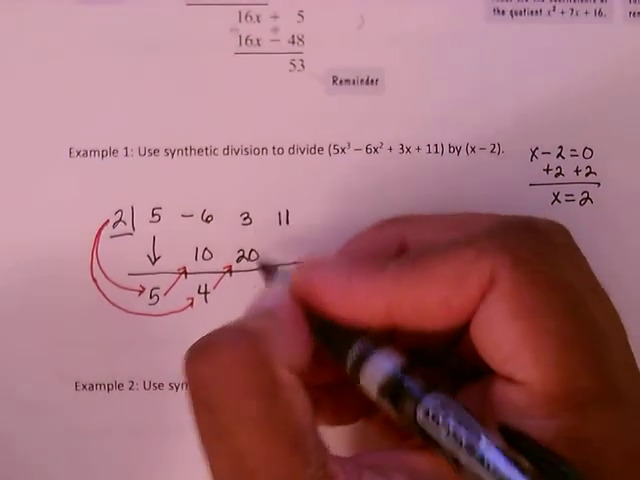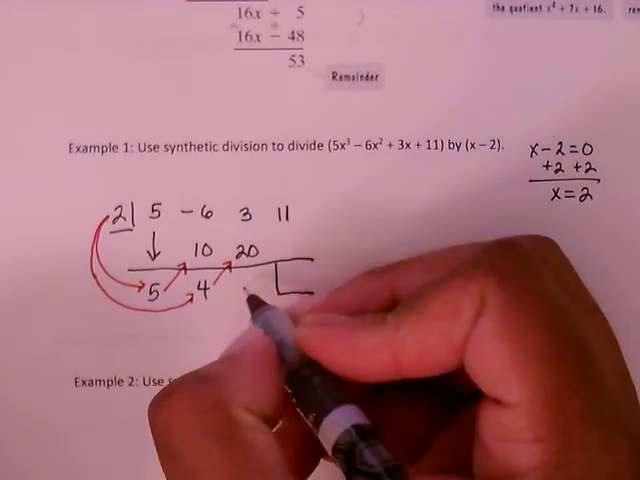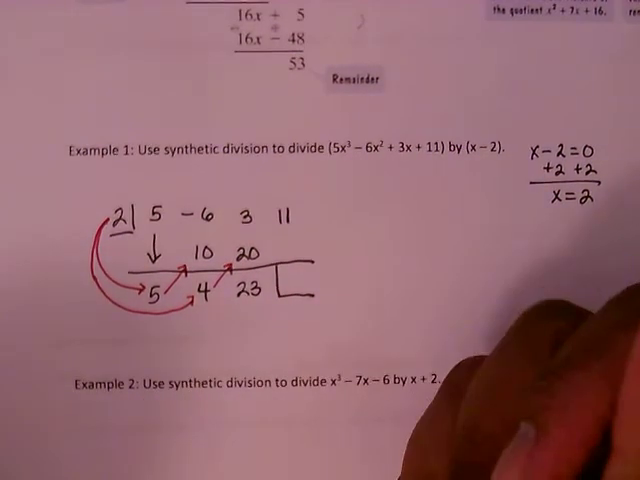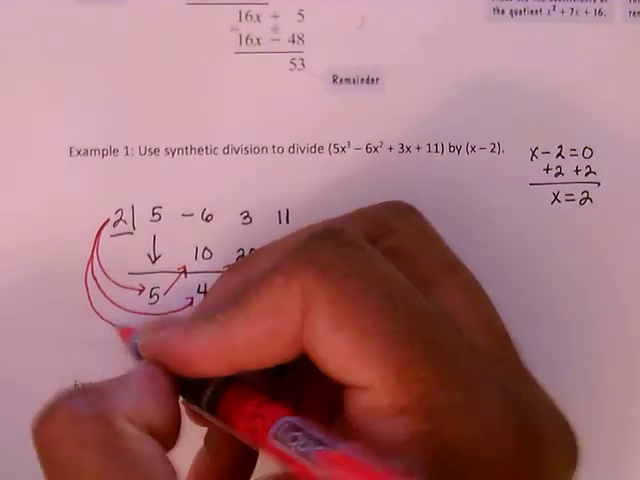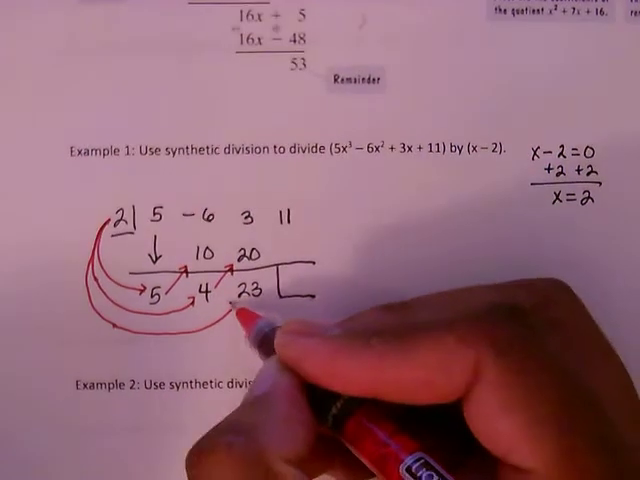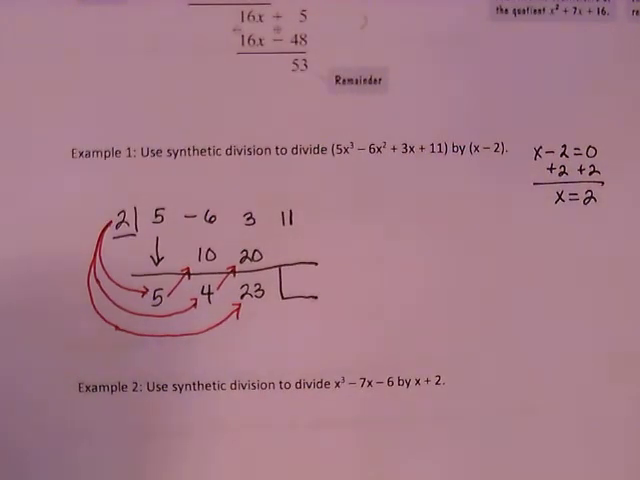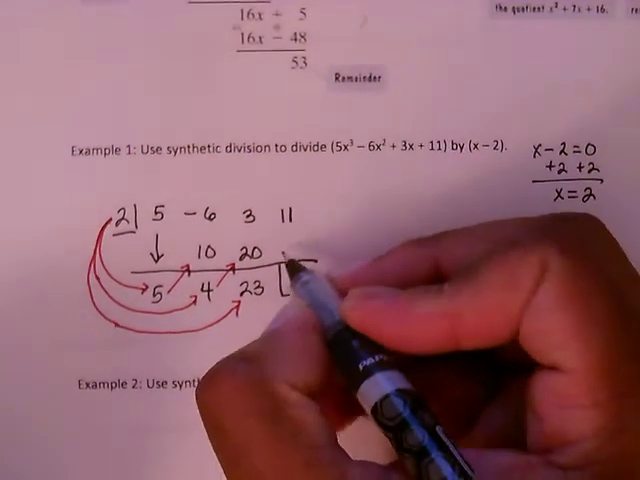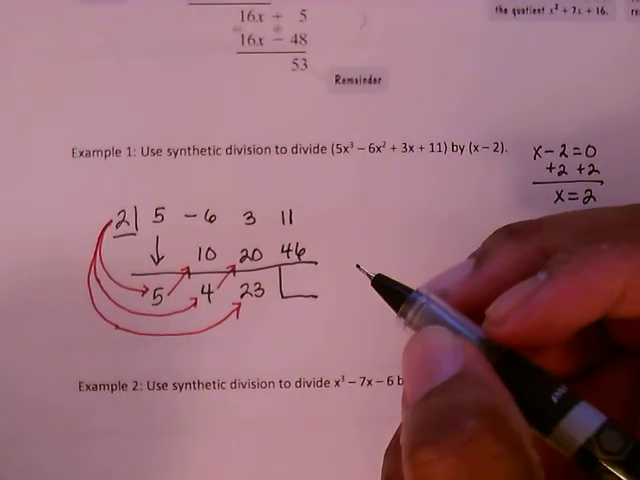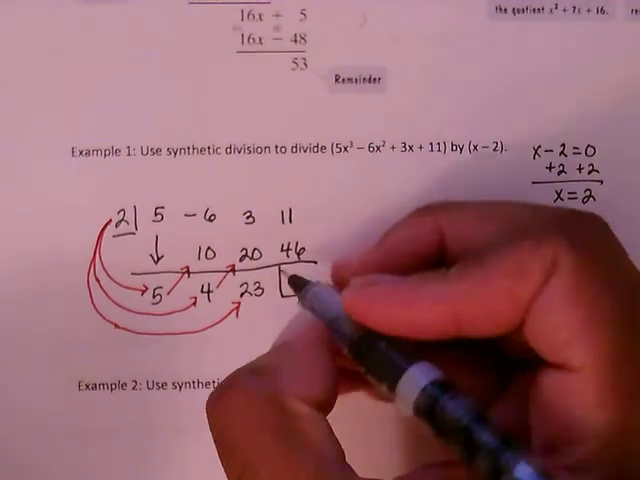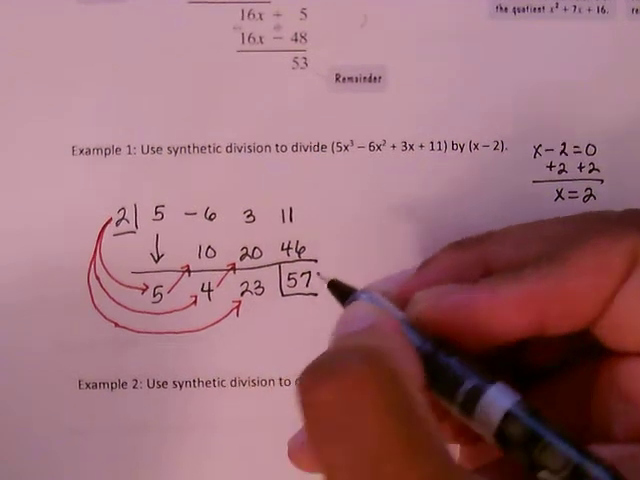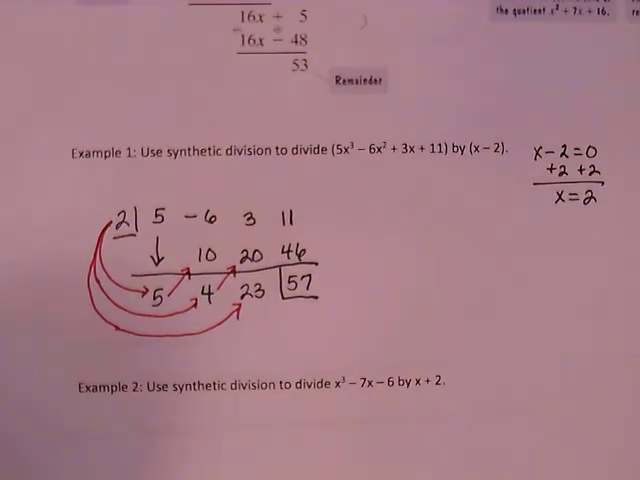And then add 3 plus 20, you'll get 23. And then finally, multiply the 2 times 23. That will be 46. And in this case here, if I add 11 and 46 together, I'm going to get 57. Okay. So now I'm done with this.